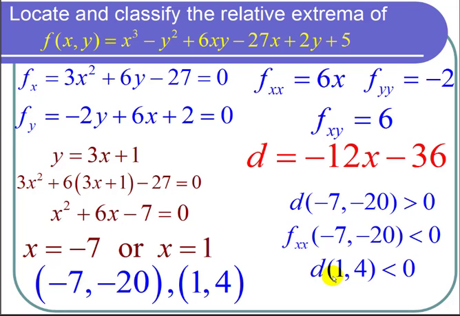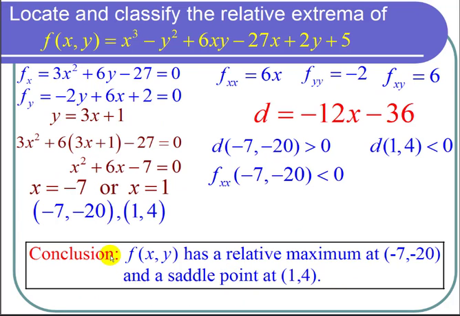So I'm ready to state my conclusion. I can conclude that f of x y has a relative maximum at negative 7 comma negative 20 and a saddle point at 1 comma 4. And I'm done with the problem.